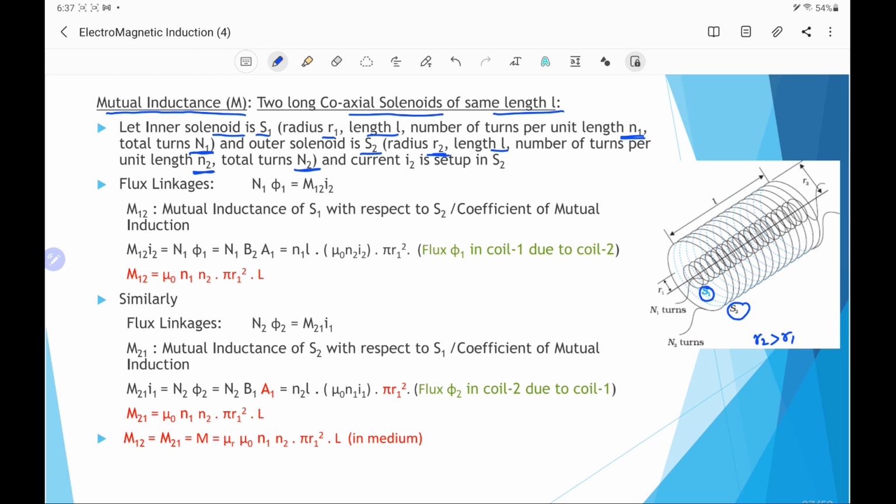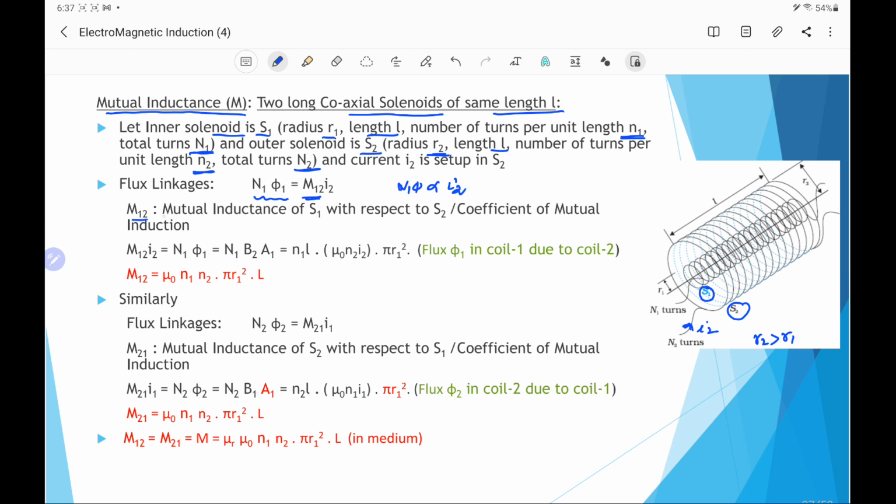And the current is set up in the outer solenoid, that is in S2, and here the current is suppose I2, which changes with time, and because of the change in current there will be a flux change, and because of this flux change there will be an induced EMF in the first coil, that is the inner coil. So flux linkages with the inner coil, that is N1 phi 1, will be proportional to the current in the S2 coil, that is the outer coil. And if we equate this, then there is a proportionality constant M12.